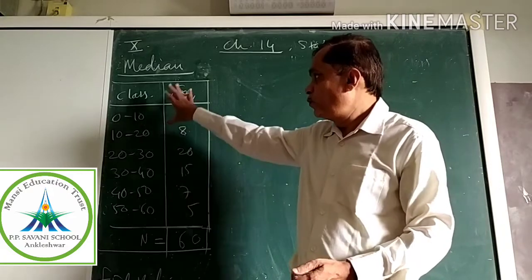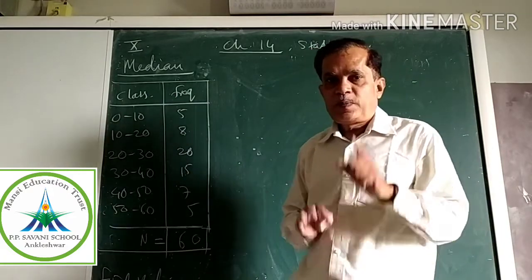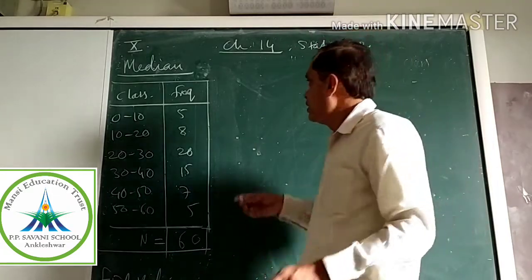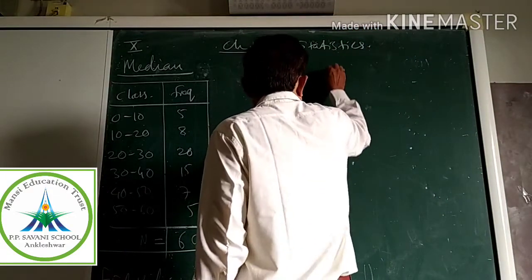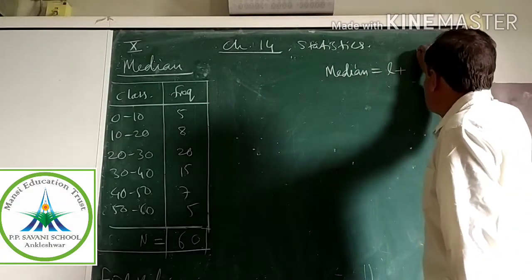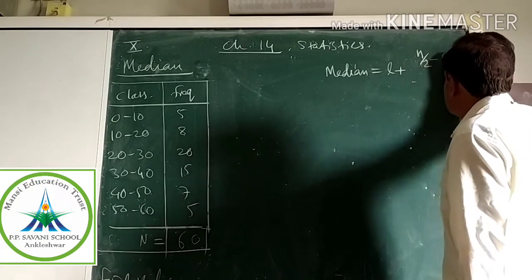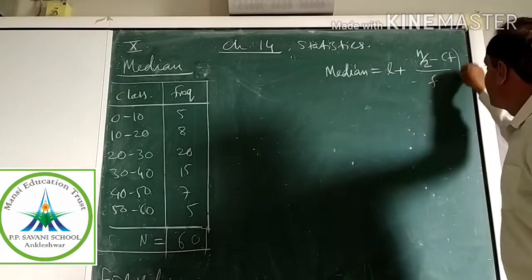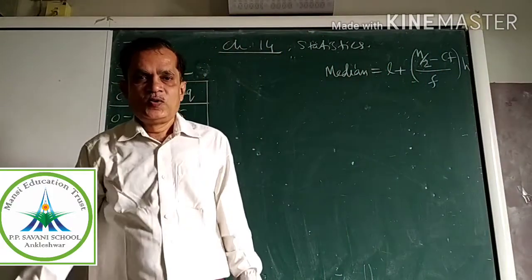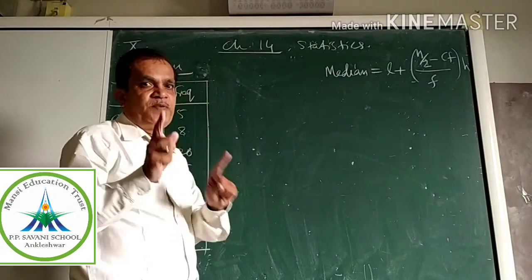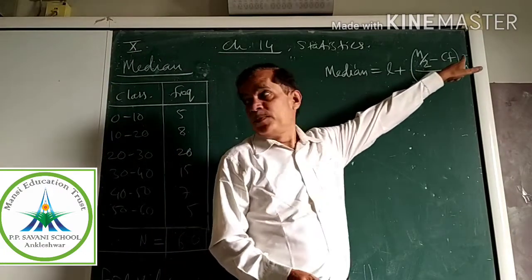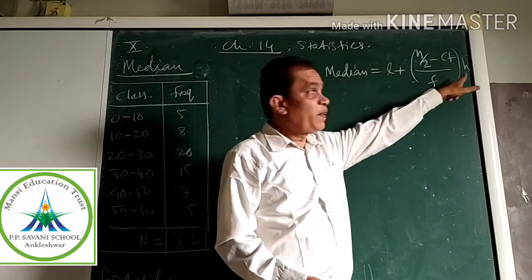I have taken one example. Before finding the median, we should know the formula. So first we are writing the formula of the median. Median equals L plus (N by 2 minus CF) upon F, multiplied by H. Got it, students? First, we will remember the formula: L plus (N by 2 minus CF) upon F multiplied by H.